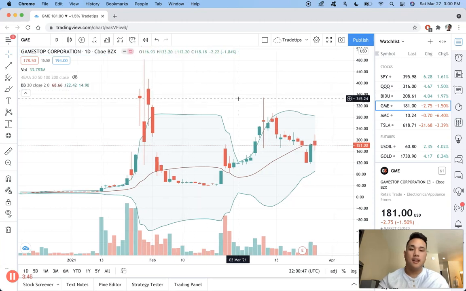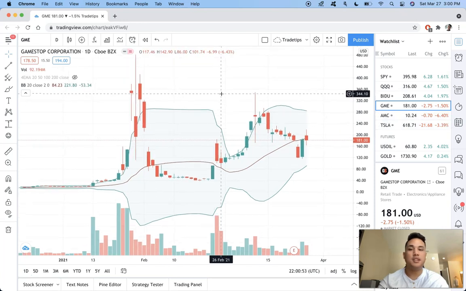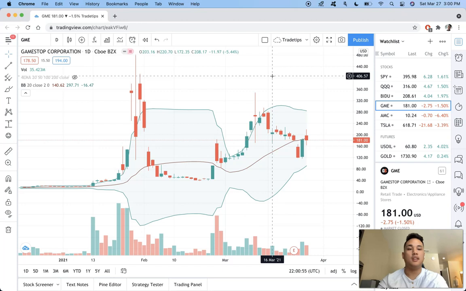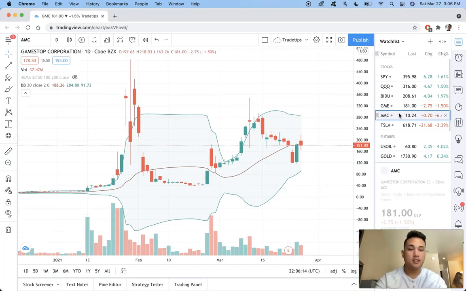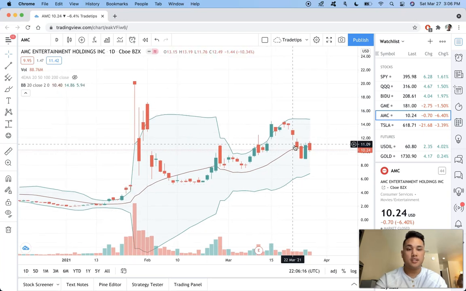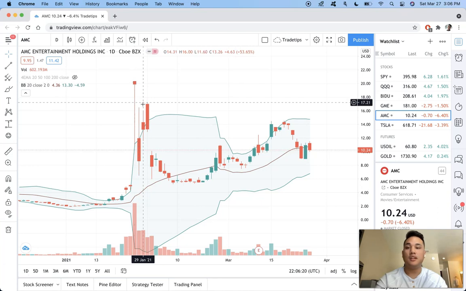So this isn't, again, another end-all be-all kind of indicator for us, but it does give us some important information to see whether or not a move is overextended. So if we go ahead and look at another past volatile name like AMC, we can see another overextended move that came all the way from $5 into the $20 range.